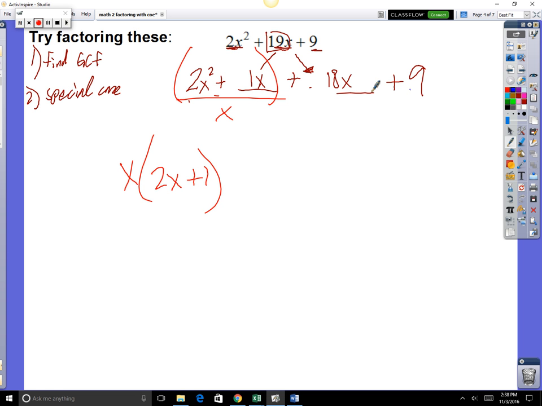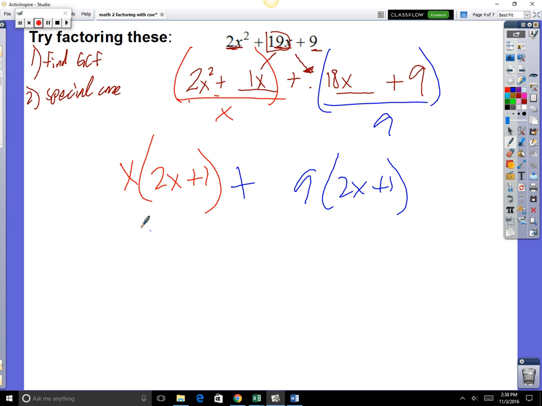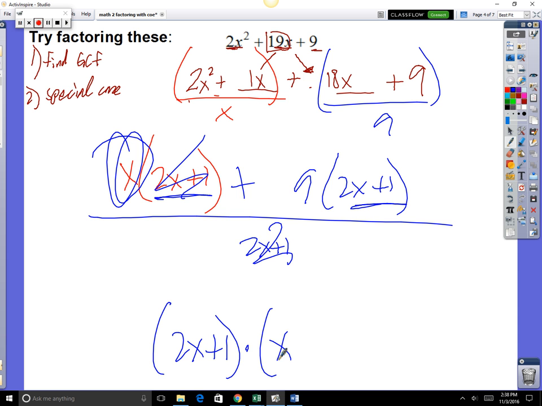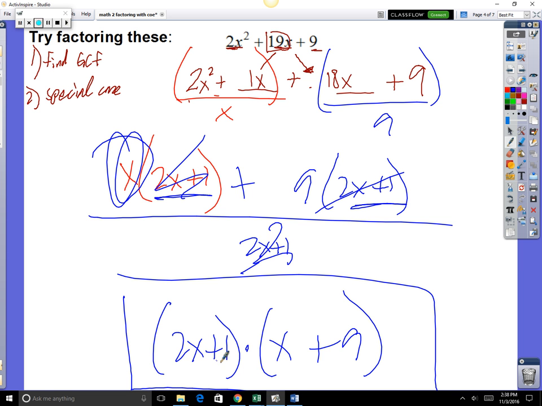And the next group, 18x plus 9, I'm dividing out of that a 9. So it will be 9 times 2x plus 1. And here are my 2 groups. Both of my groups have a 2x plus 1. So I'm going to factor out of those 2 groups 2x plus 1. And my final answer is 2x plus 1 times the leftovers, so times x plus 9. And those are the factors that give me this product.